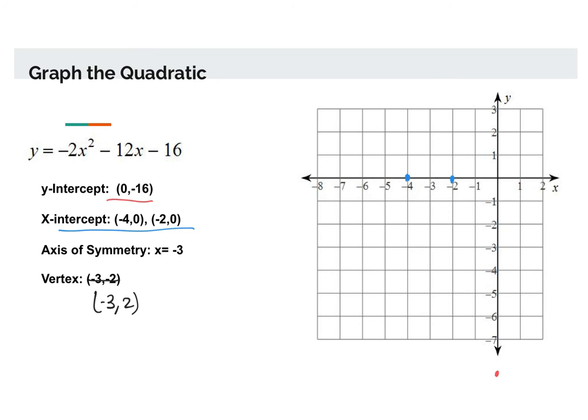and (-2, 0). Your axis of symmetry is at x equals -3, so that is a vertical line cutting through -3. And then your vertex is (-3, 2). Then I'm going to connect the dots. Because this is a parabola, it should be something like a U or upside down U. If you wanted to make this more accurate, we would need to have more points. So it's a good rule of thumb if you are plotting this by hand to have at least 5 points plotted so that you can create a better graph.